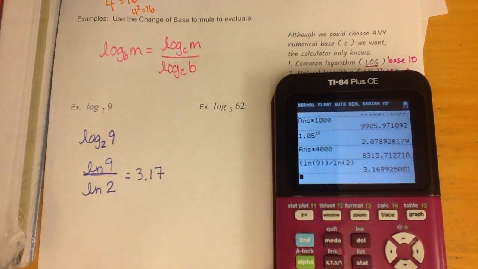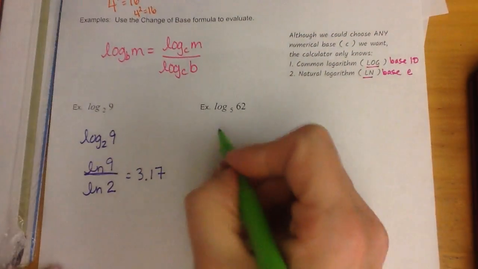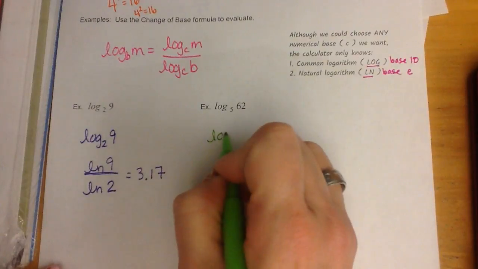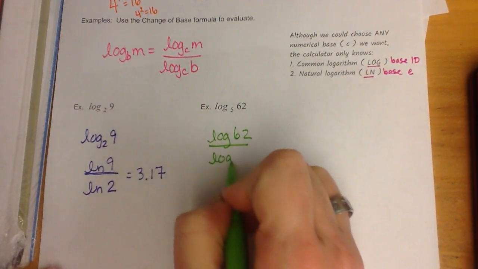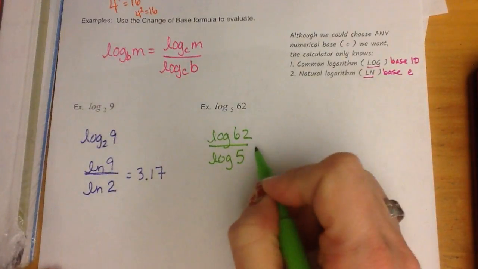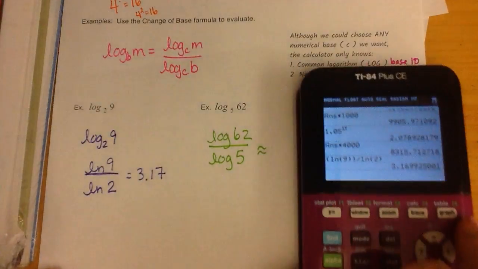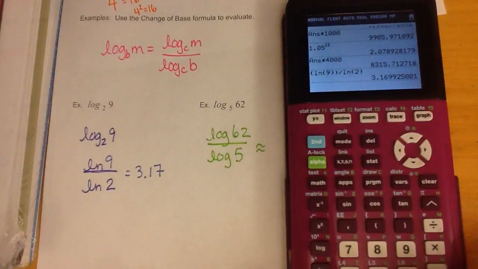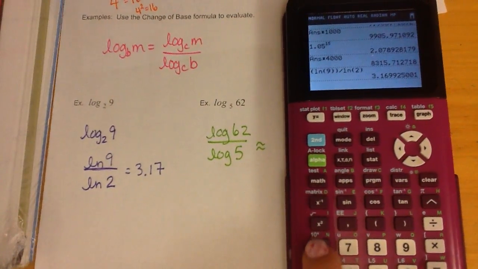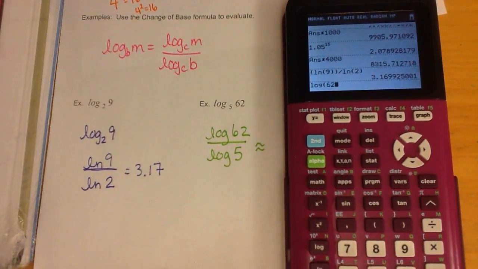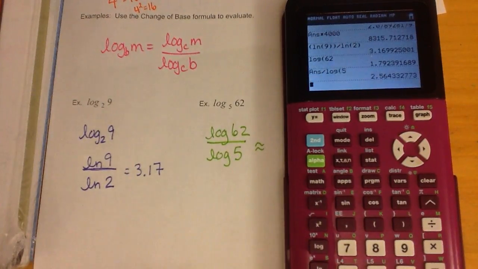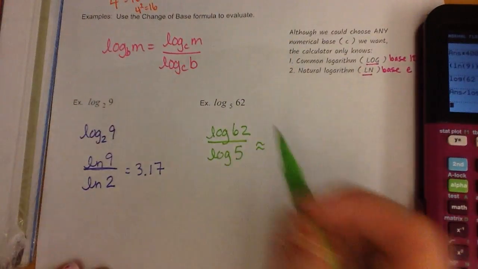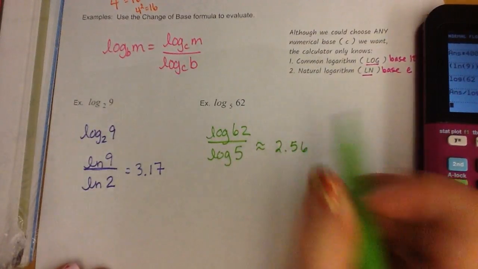Now just for funsies, we'll do the other one to common log. So that will be the common log of the tall number 62 divided by the common log of the base, which is 5. And that button is next to the 7. So we take the log of 62, and you can hit enter if you'd like, and then hit divide by log of 5 and hit enter, and that's about 2.56.